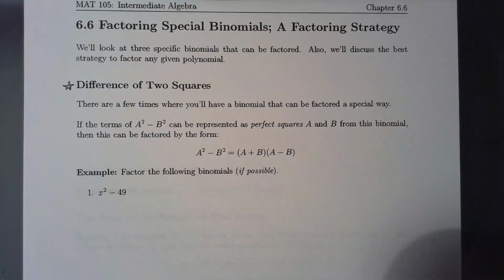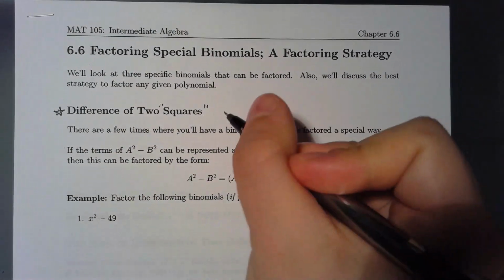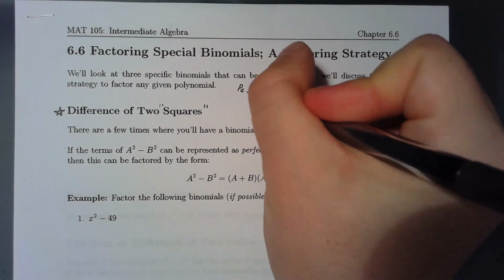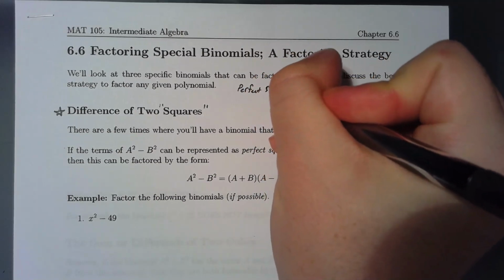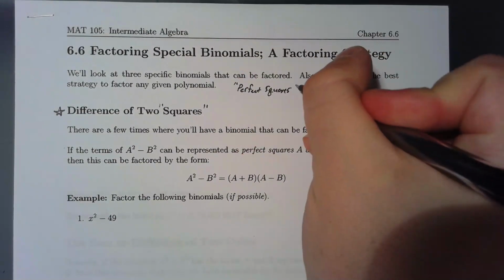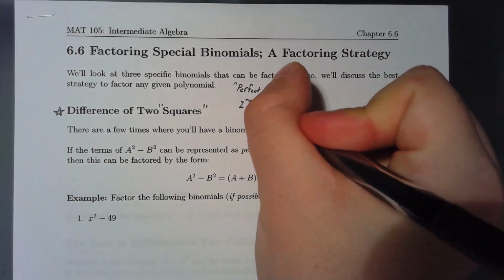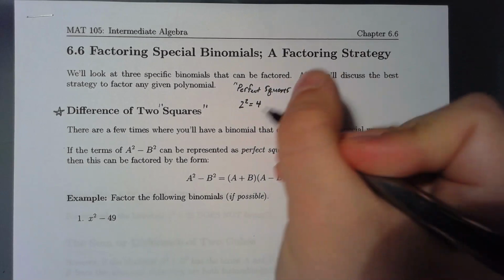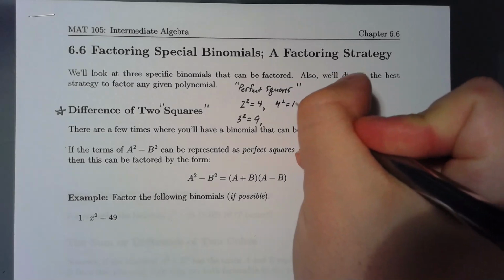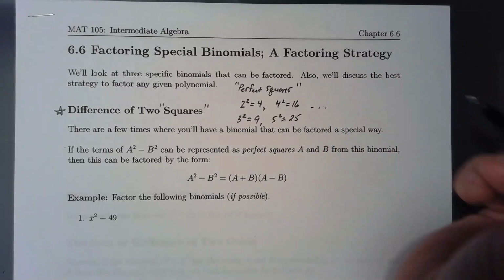So what do we mean by this word, squares? Well, they're called perfect squares, or squares for short. Perfect squares are numbers that you get when you square a number. For example, 2 squared is 4, 3 squared is 9, 4 squared is 16, 5 squared is 25, and I could keep going.